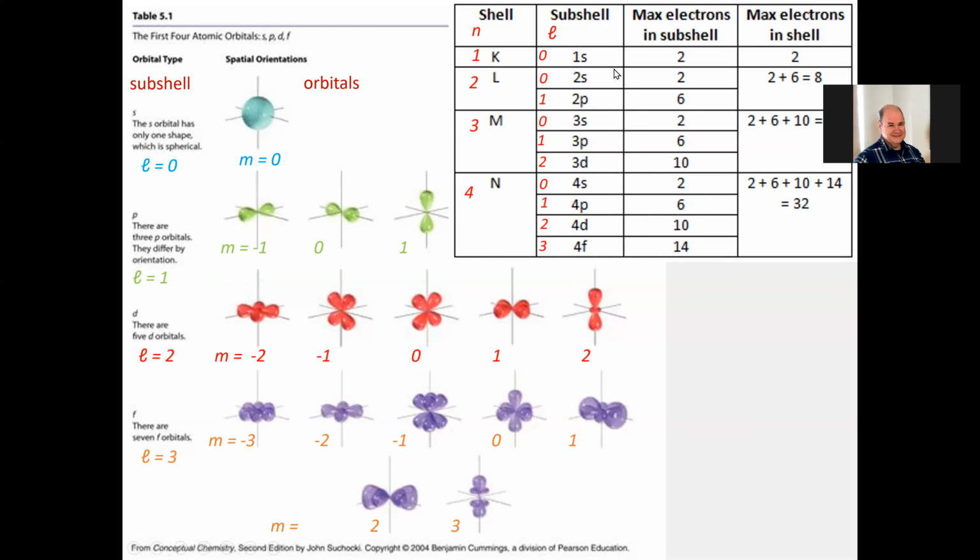And because you can spin up or down, there are 2 electrons in each orbital. So that's why when you get 3 p orbitals, you'll get 6 electrons. If you have 5 orbitals, you'll get 10, and finally 7 orbitals, you'll get 14. So remember these numbers, 2, 6, 10, and 14. This is the number of electrons in the various subshells.